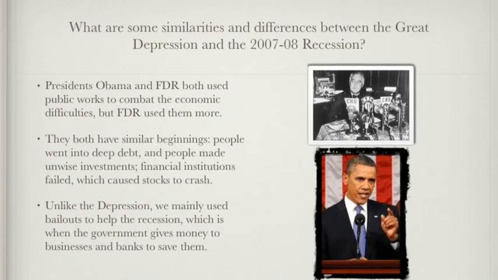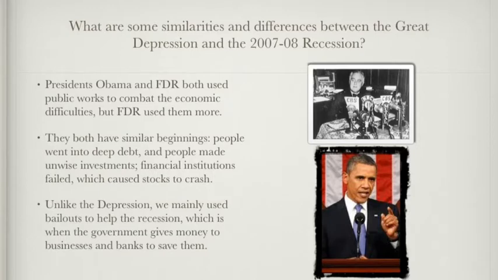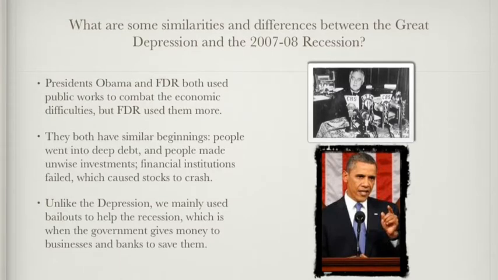What are some similarities and differences between the Great Depression and the 2007-2008 recession? One of the similarities was that Presidents Obama and FDR both used public works to combat the economic difficulties, but FDR used them more. They both have similar beginnings. People went into deep debt, and people made unwise investments. Financial institutions failed, which caused stocks to crash.